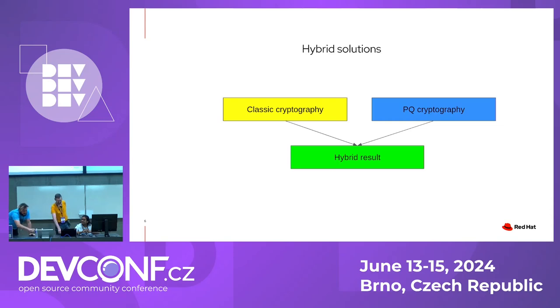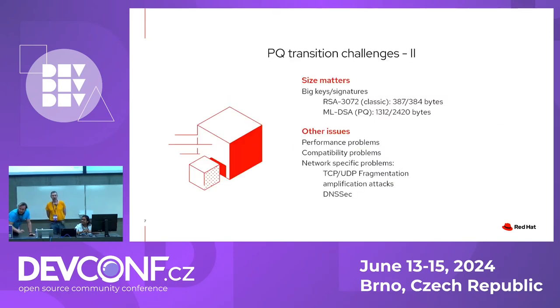But again, these challenges are not the only ones we have, because comparing to classic algorithms, post-quantum algorithms are bigger in this or that area or in all areas. They usually have bigger keys, they usually have bigger signatures, and sometimes very long calculations. And when it comes to the real world, it causes problems.